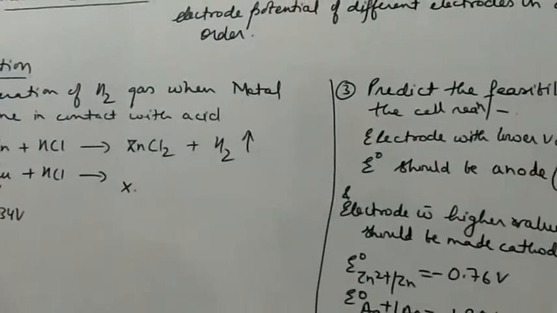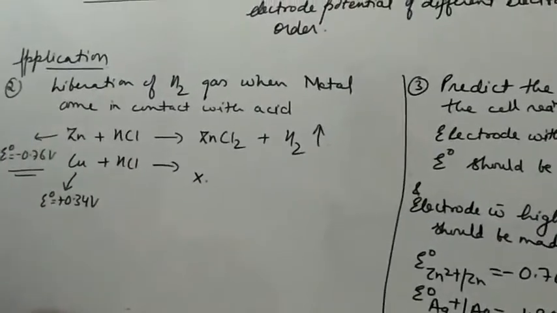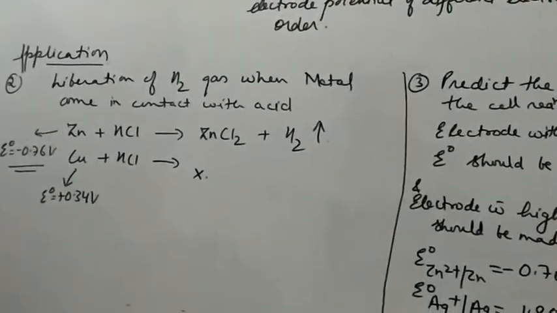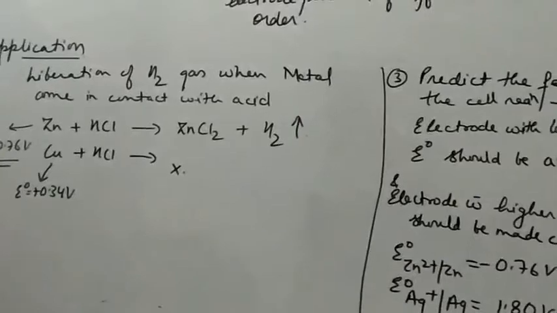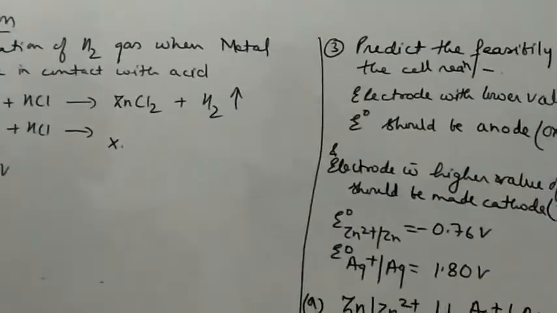So that means the metals which have a lower or negative value of electrode potential will be able to release hydrogen gas from the acid.